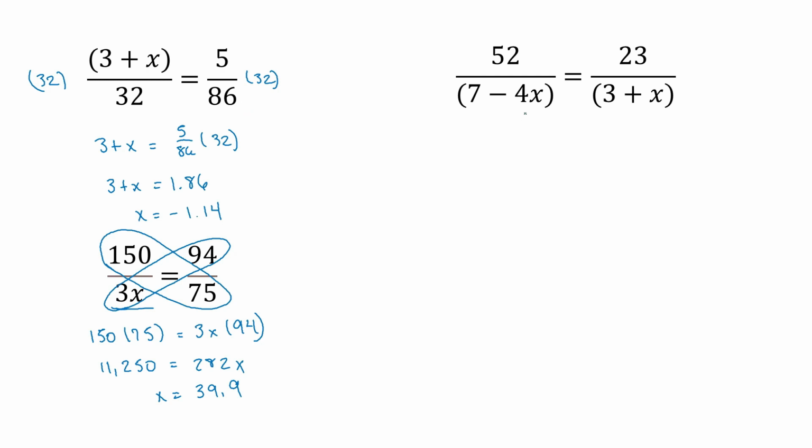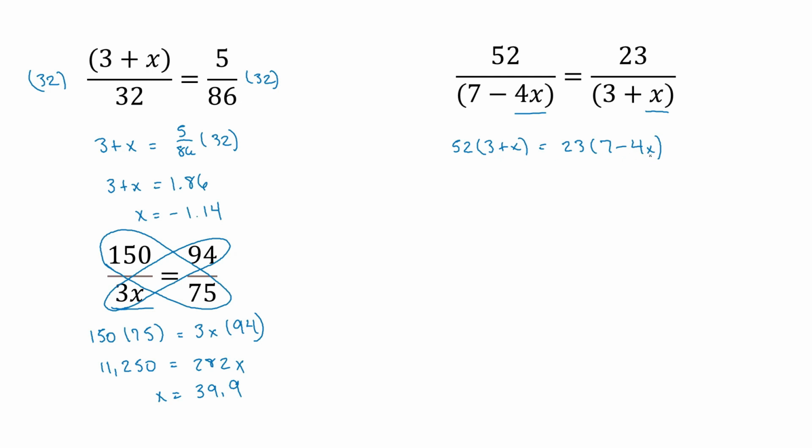Now for our last problem, I have x in the denominator on both sides. So I'm going to cross multiply again. This is going to give me 52 times the quantity 3 plus x is equal to 23 times the quantity 7 minus 4x. The important thing when you cross multiply here is to make sure you leave your parentheses in here so you recognize these as quantities.